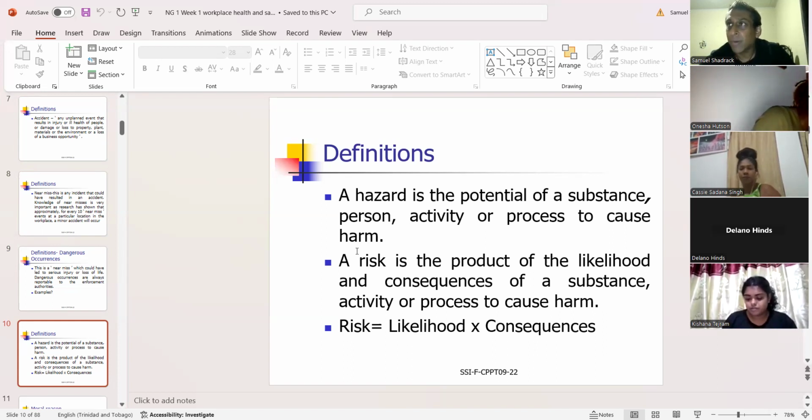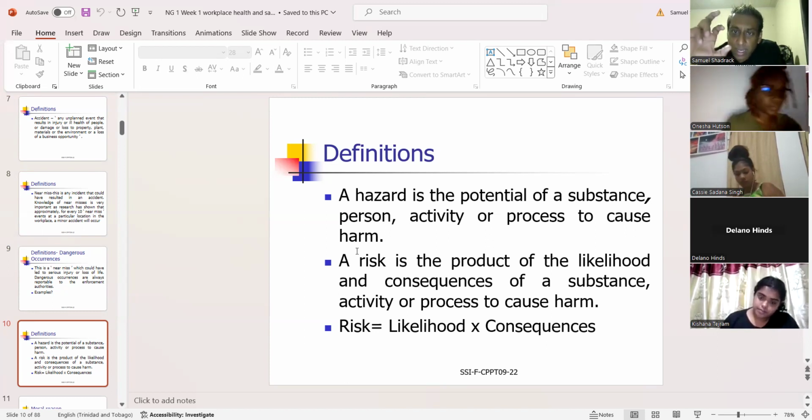What does that mean? When you look at a child and you say the child has the potential to be a doctor, the child has the potential to be an engineer, the child has the ability. But is the child a doctor already? No, not yet. So check this out. When you say fire is a hazard, has a fire occurred? The answer is no.